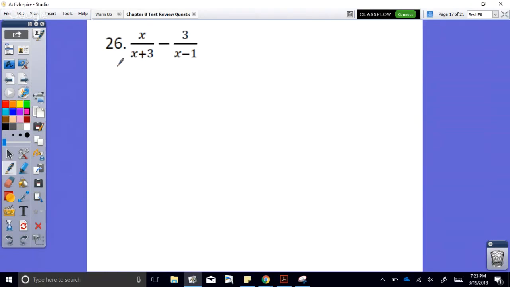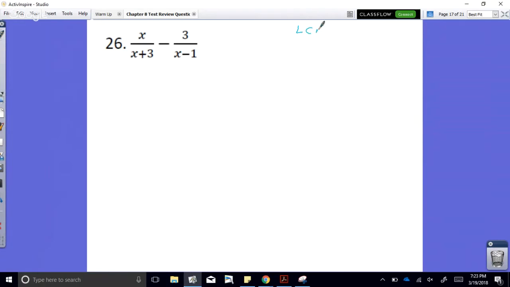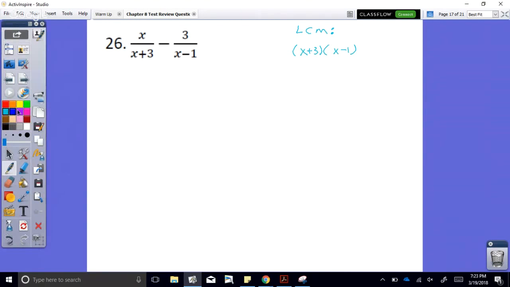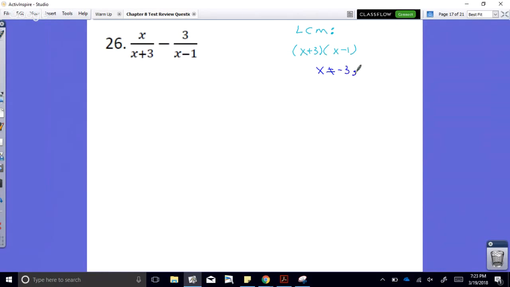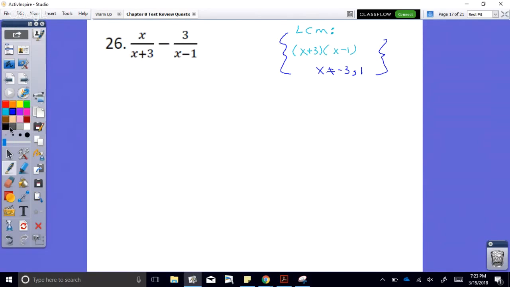Okay, 26, start with the LCM. This time it's just a subtraction, but the process is the same. So least common multiple, we've got an x plus 3 here and an x minus 1. Still going to state my restrictions. This says that x cannot be negative 3, nor can it be positive 1.